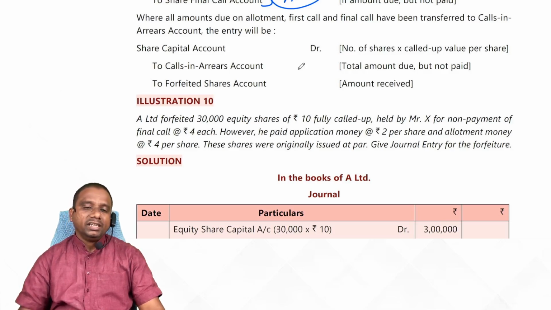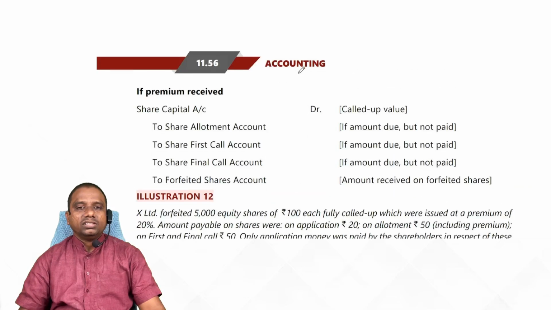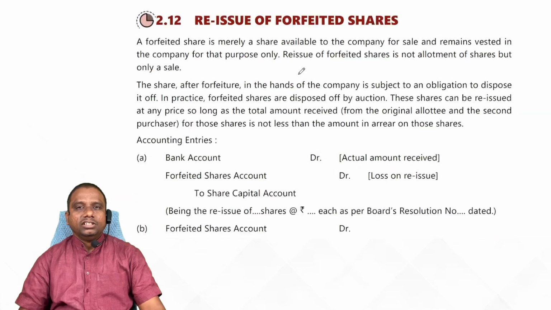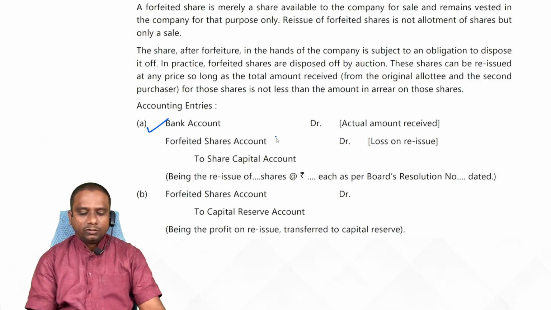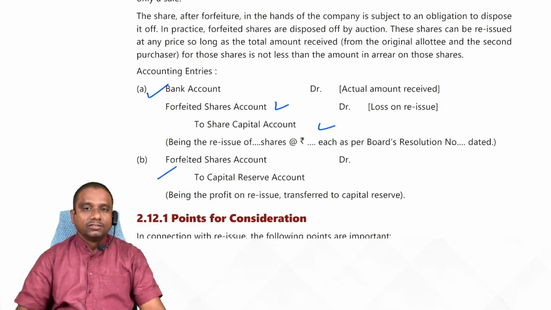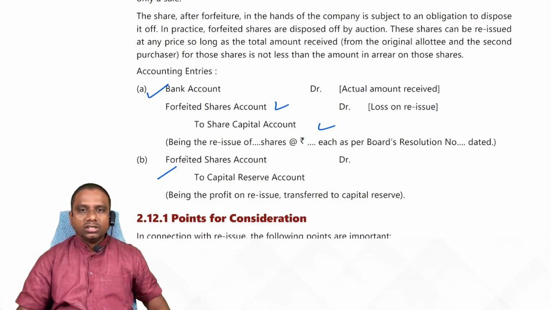For that, what is the entry? Forfeited shares account debit to capital reserve account. Reissue, right? First one, bank account debit, forfeited shares account debit to set off loss to share capital. And the remaining balance in the forfeited shares account we transfer to capital reserve. Is it clear, students? This is one more important adjustment.